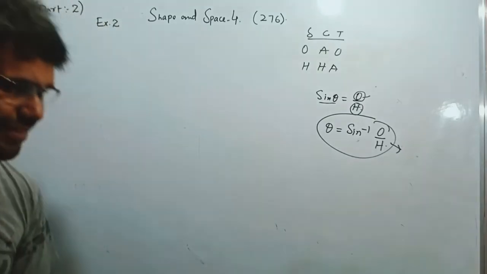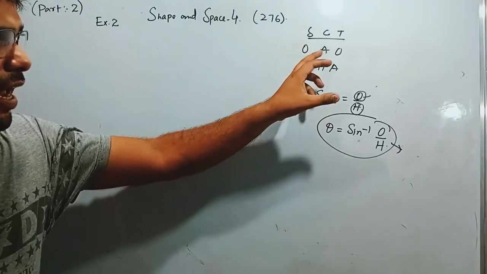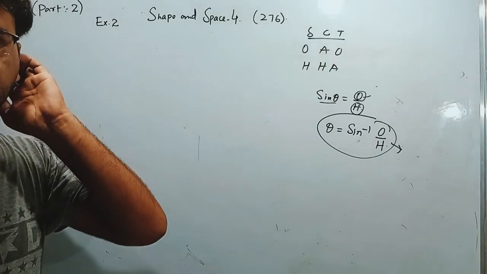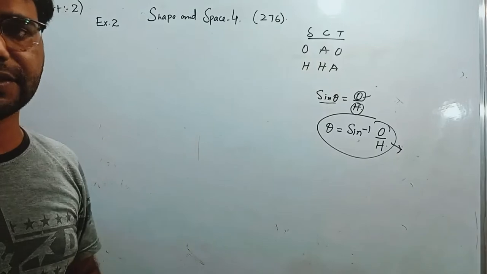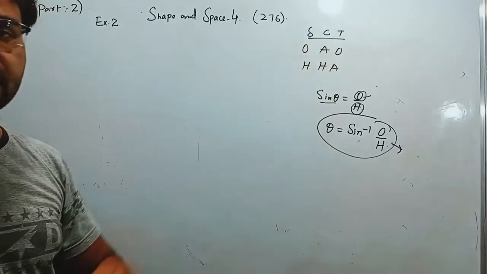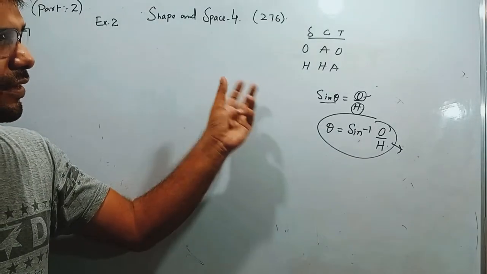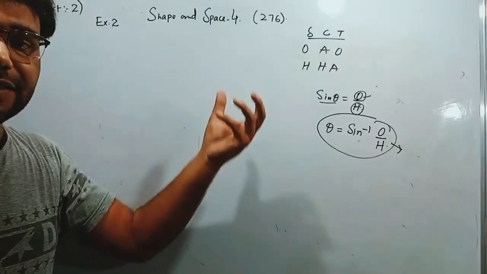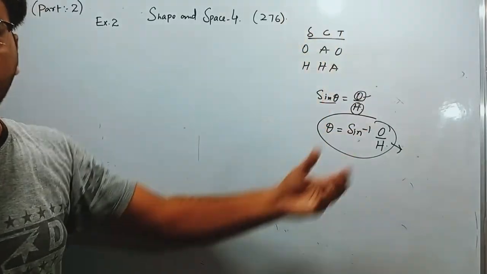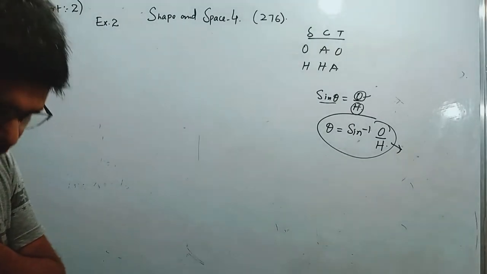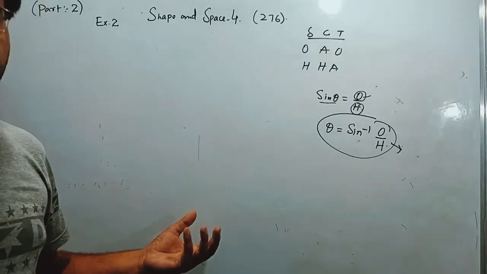Similarly, if sometimes adjacent and hypotenuse are given, then we will take theta is equal to cos inverse adjacent by hypotenuse. And when opposite and adjacent are given, we can take theta, or x, or whatever the angle is, equal to tan inverse opposite by adjacent. Then we will use the calculator and calculate this value.